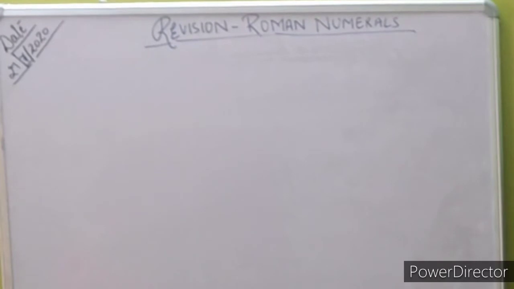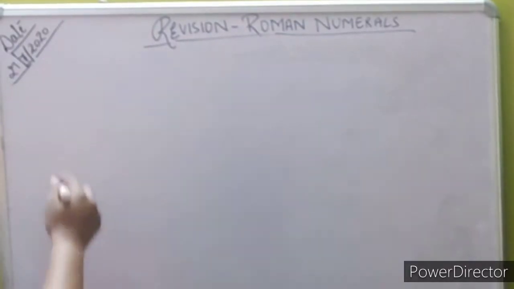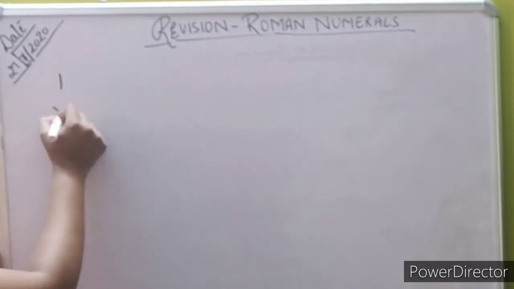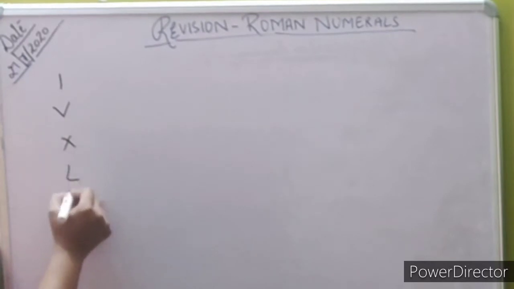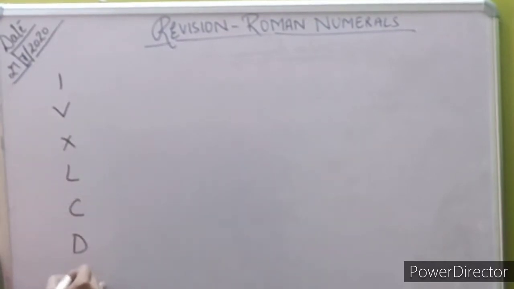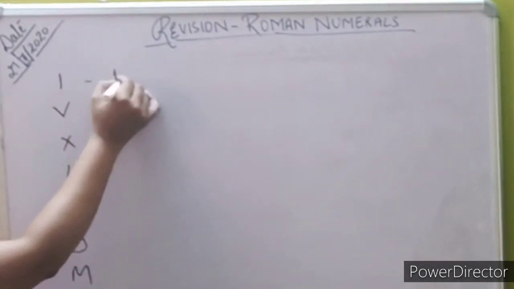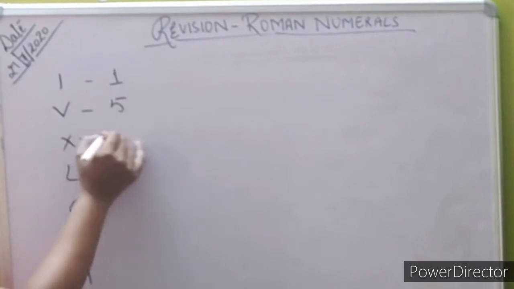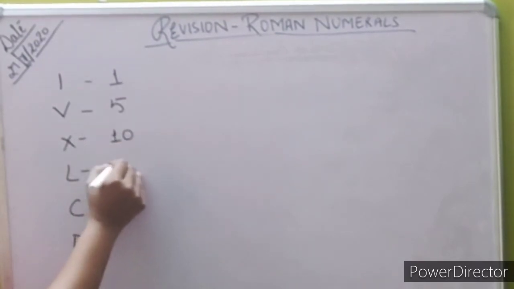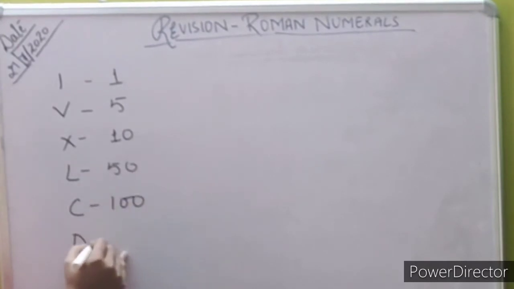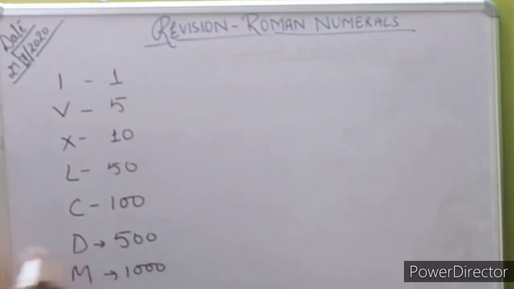So we already know that there are 7 basic symbols to write any Roman numeral: I, V, X, L, C, D, M. Now I stands for 1, V stands for 5, X stands for 10, L stands for 50, C stands for 100, D stands for 500, and M stands for 1000.